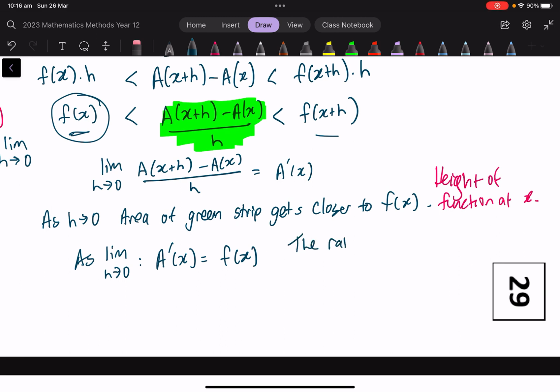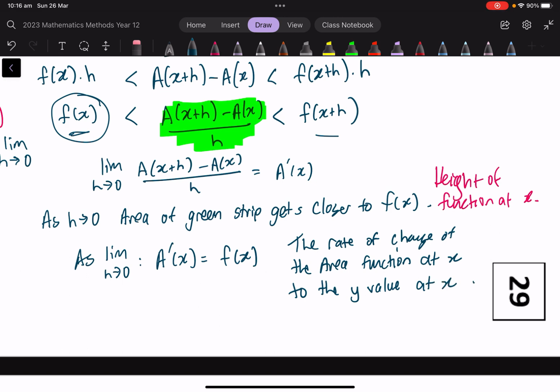So the rate of change of the area function at x, let's read that bit. The rate of change of the area function at x, sorry if I can't read my own writing, at x to the y value at x.